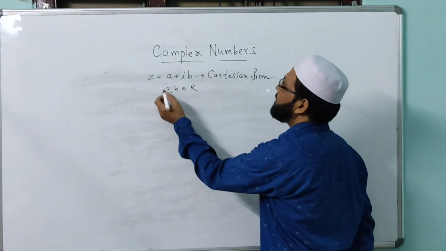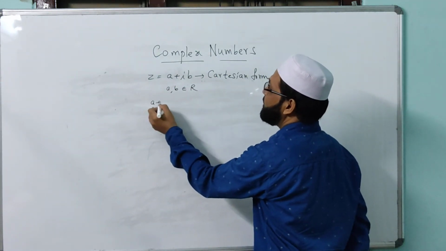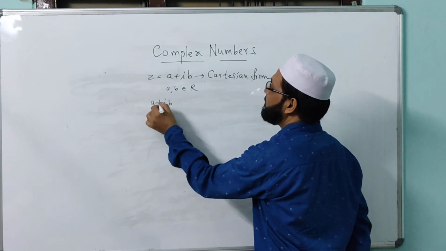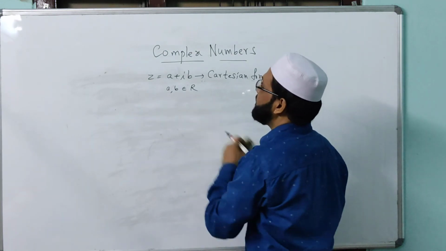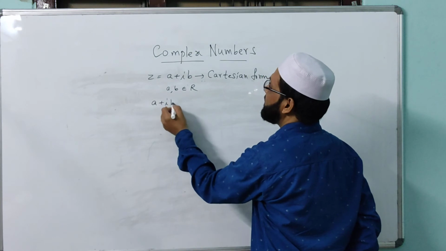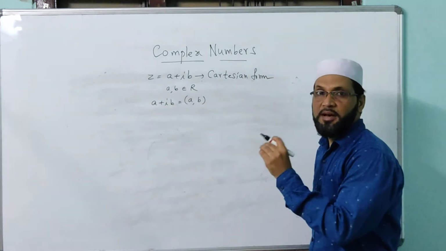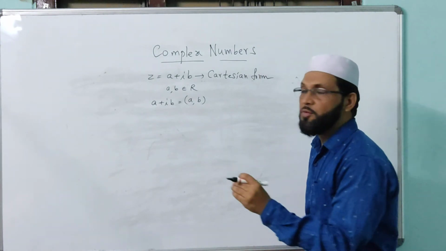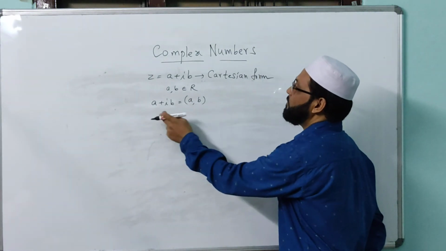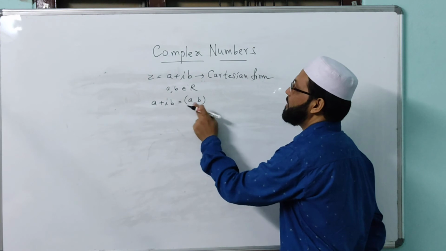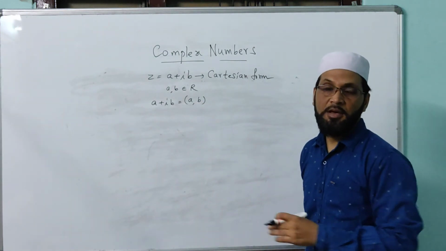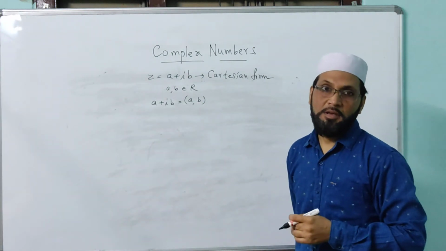The thing you have to remember here is this a plus ib can also be represented as an ordered pair a, b. A plus ib, the complex number, can also be represented as an ordered pair: real part, imaginary part. A is the real part, b is the imaginary part.